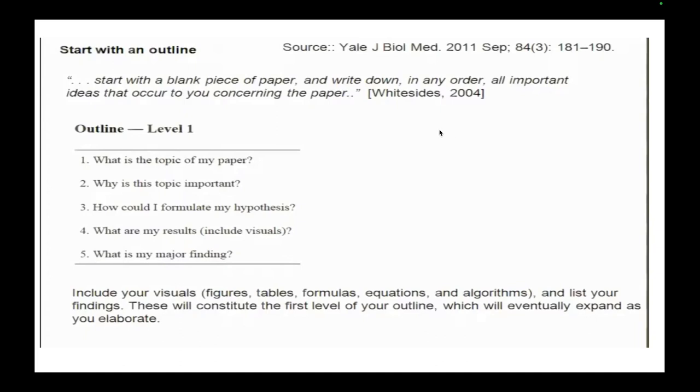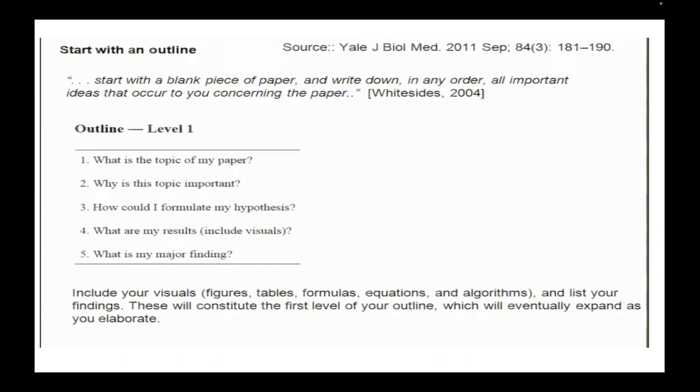So this is the same. This is for those who find difficulty in writing, or this is the easiest way to write. Just start with a blank paper and write some of the important questions, like what is the topic of my paper? Why is the topic important? What is my hypothesis, what are my results, and make some figures that are in the results, what are my major findings.